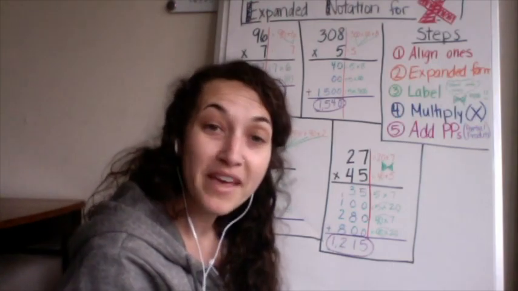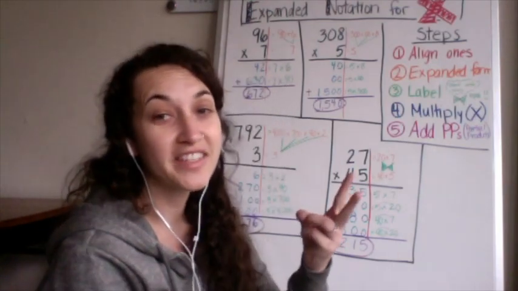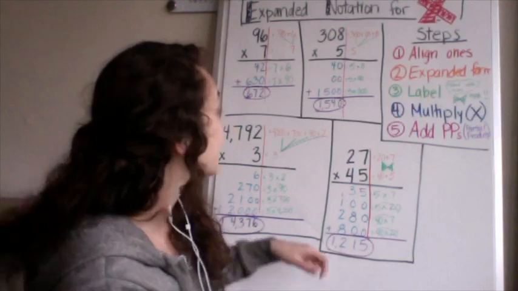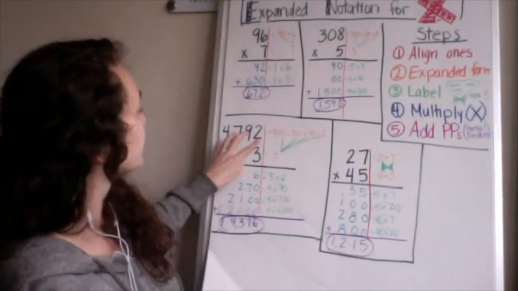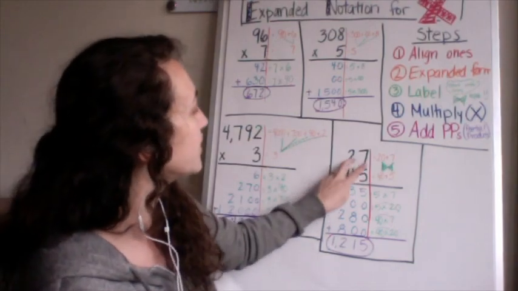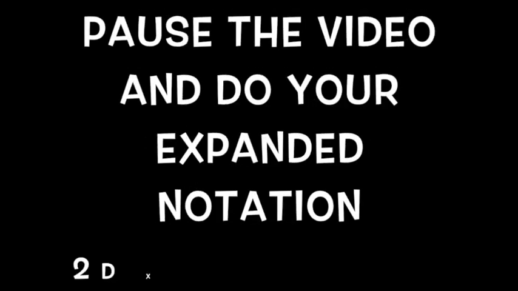Yes! The last problem that we're going to do is 2 digits times 3 digits. So I have 1 digit times 2 digits, 1 digit times 3 digits, 1 digit times 4 digits, and then 2 digits times 2 digits.